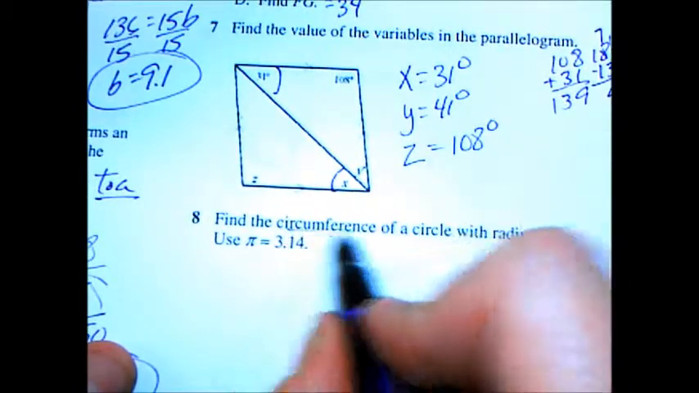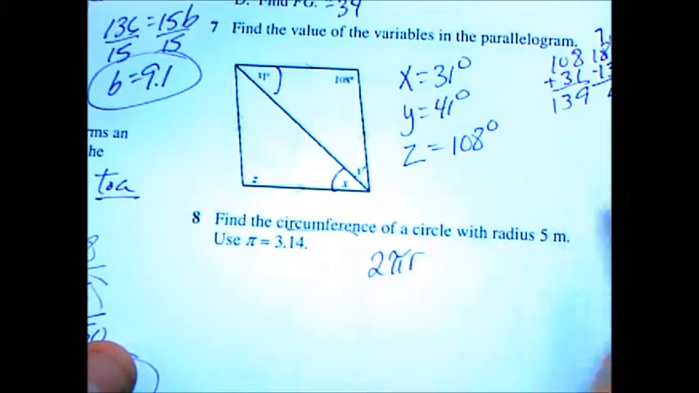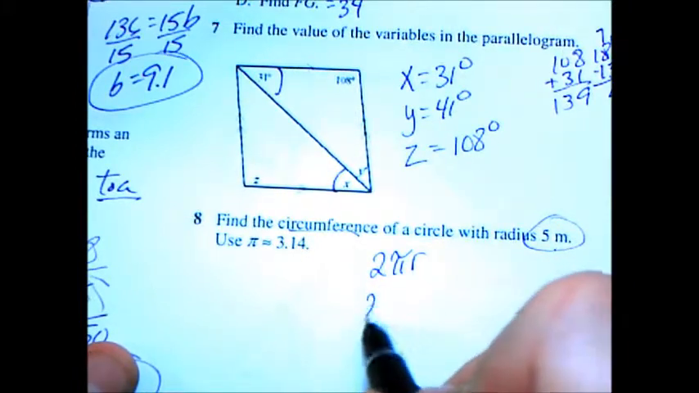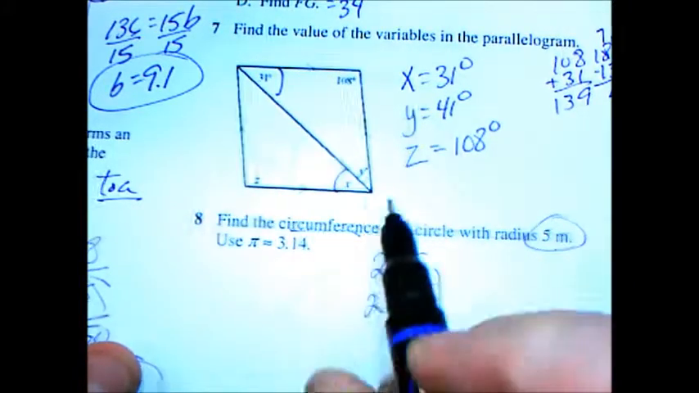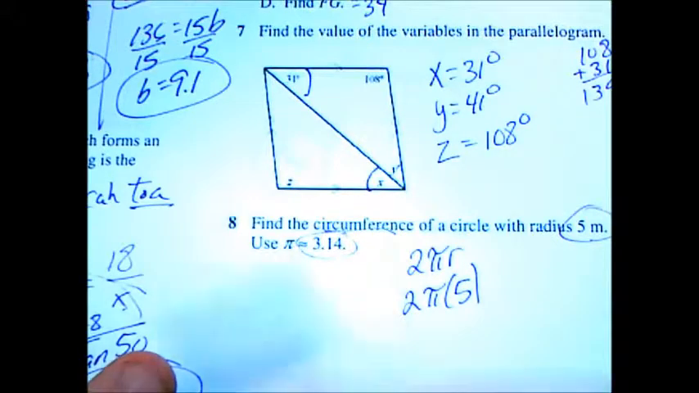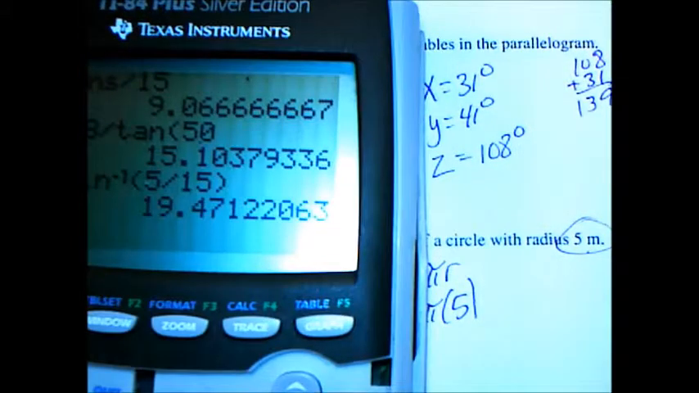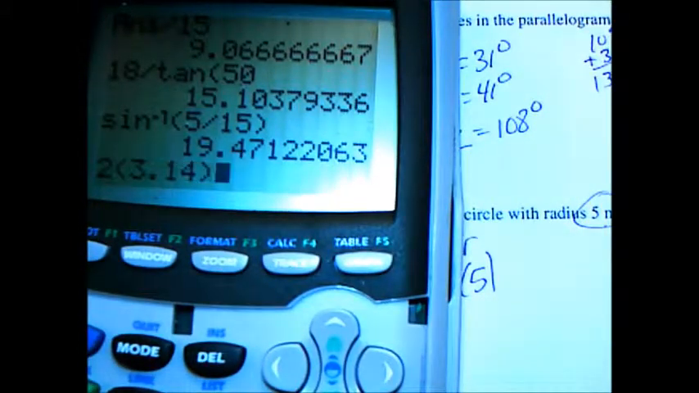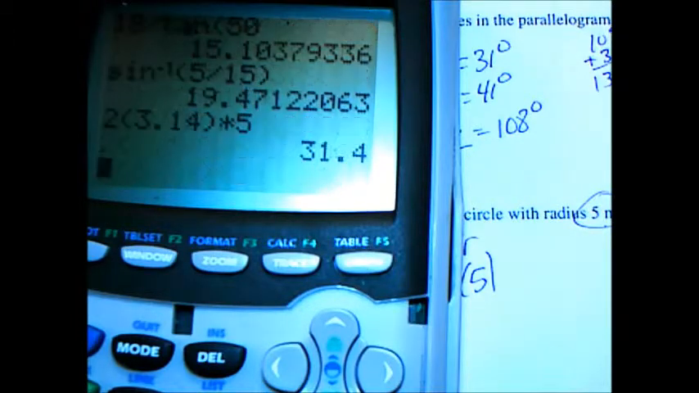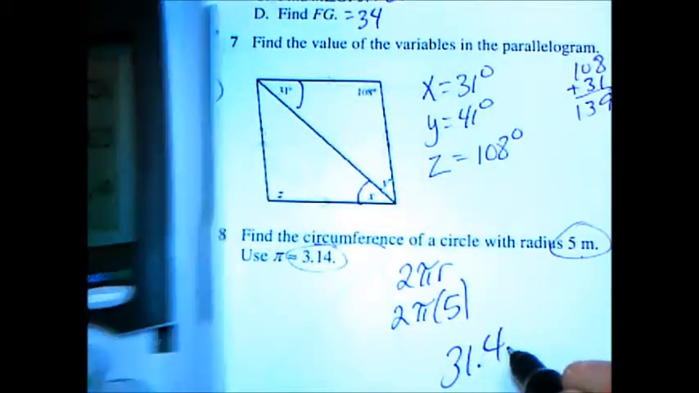Number 8, I want to do the circumference, which is 2 pi r. Here they tell me my radius is 5, so I'm going to do 2 pi times 5. They also tell me to use 3.14. So on my calculator, I'm going to do 2 times 3.14 times 5. And that gives me 31.4 meters.